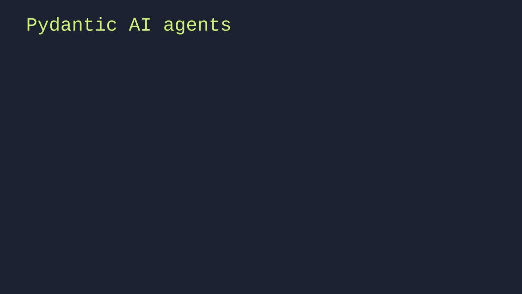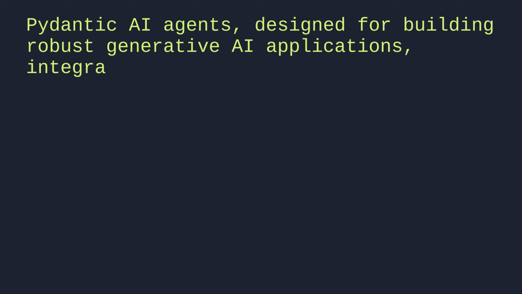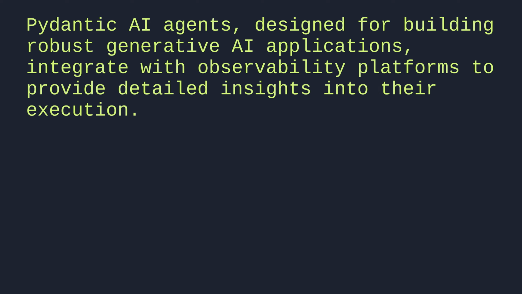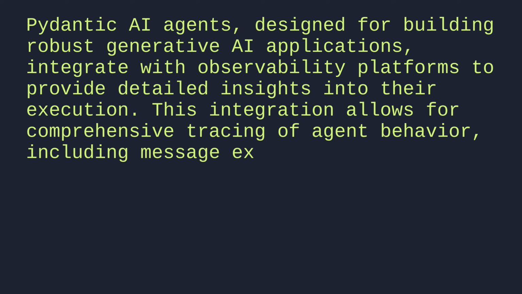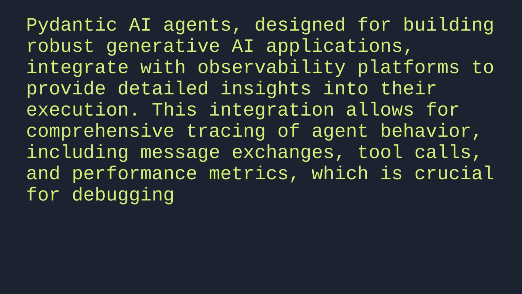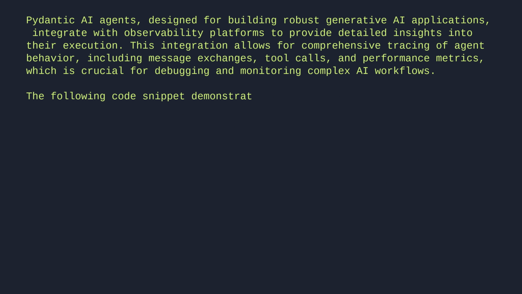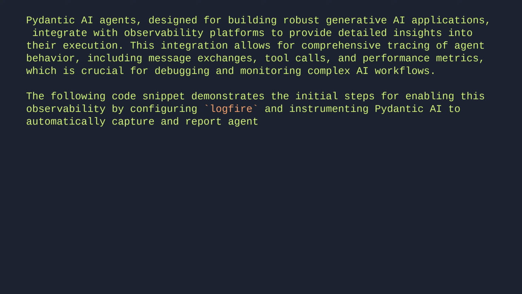Pydantic AI agents, designed for building robust generative AI applications, integrate with observability platforms to provide detailed insights into their execution. This integration allows for comprehensive tracing of agent behavior, including message exchanges, tool calls, and performance metrics, which is crucial for debugging and monitoring complex AI workflows. The following code snippet demonstrates the initial steps for enabling this observability by configuring Logfire and instrumenting Pydantic AI to automatically capture and report agent run details.